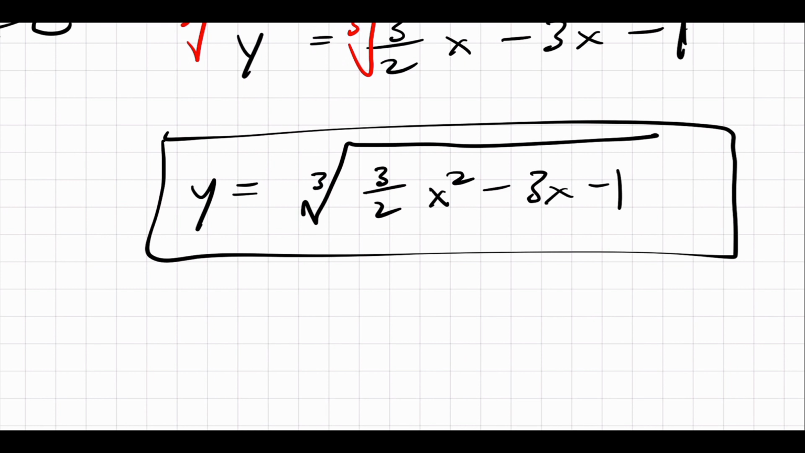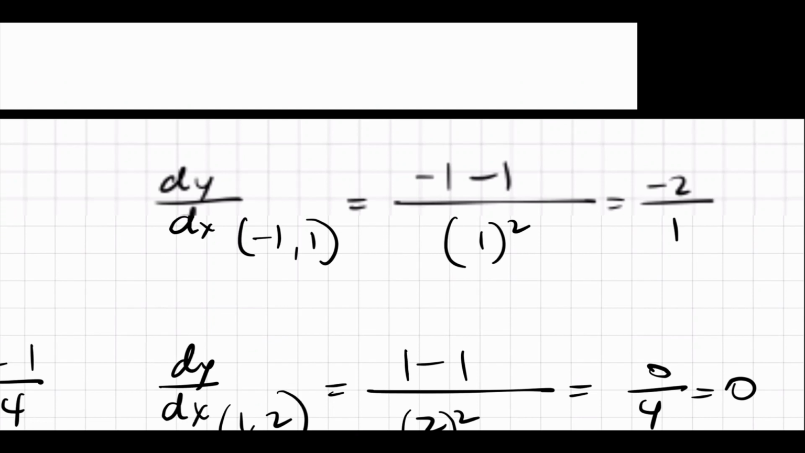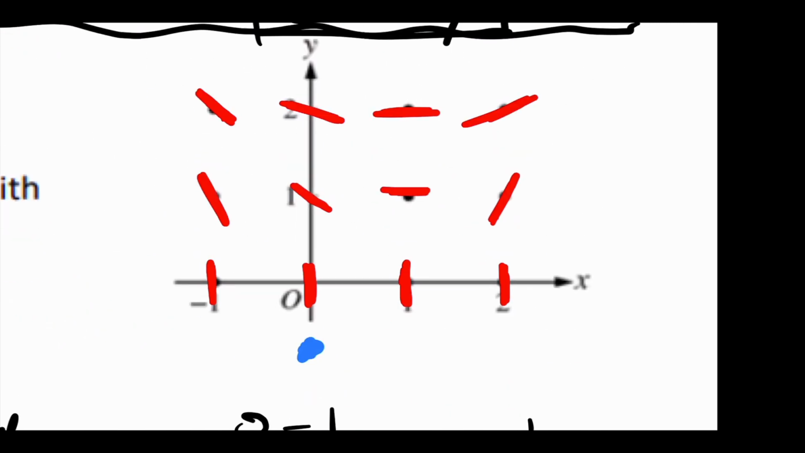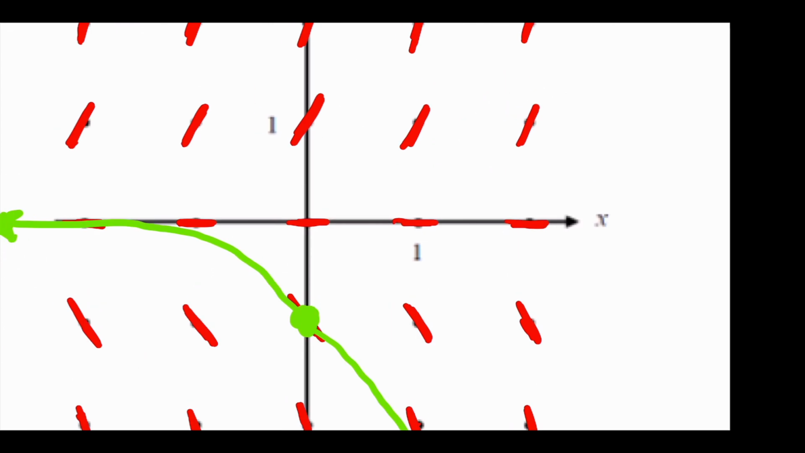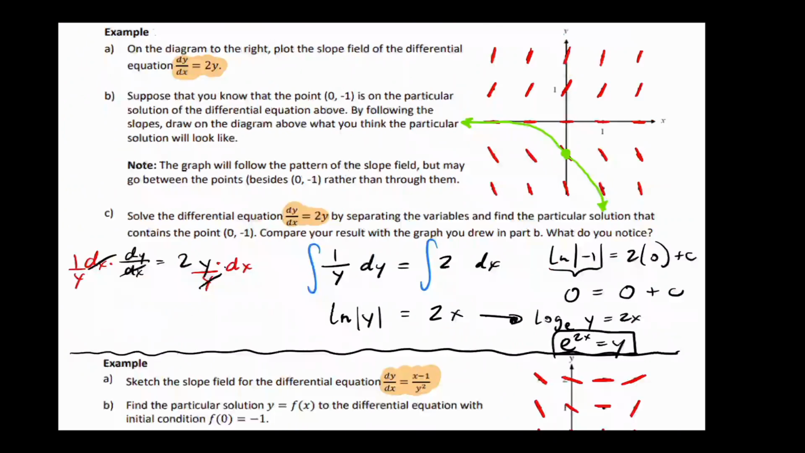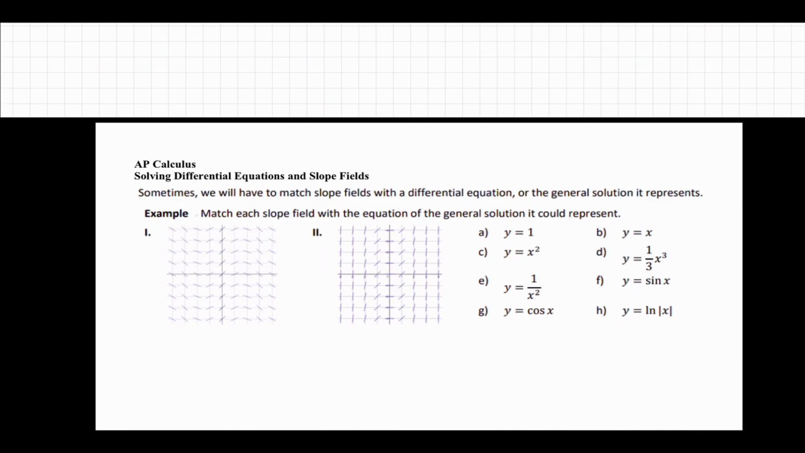It's the original equation, right? So a slope field is a roadmap for the original equation, using the slopes, right? So now let's go down to this guy here.